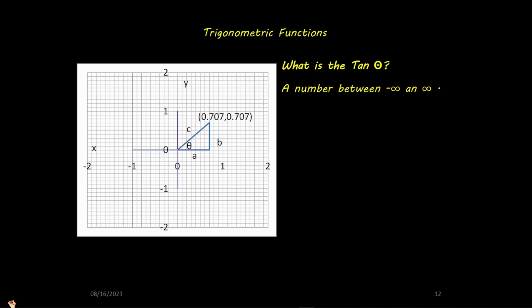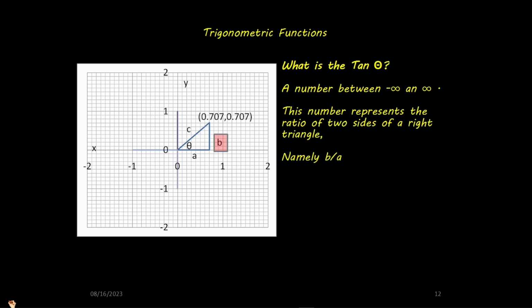What is the tangent of an angle theta? It is a number between -infinity and infinity. Again, this number represents the ratio of two sides of a right triangle, namely side B divided by side A. The number, tangent of theta, is the slope of the line C.